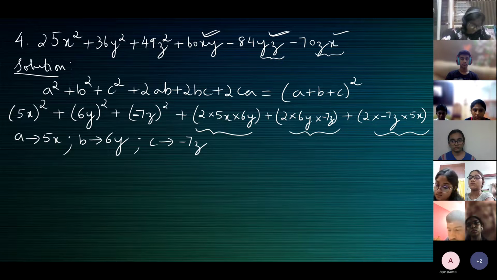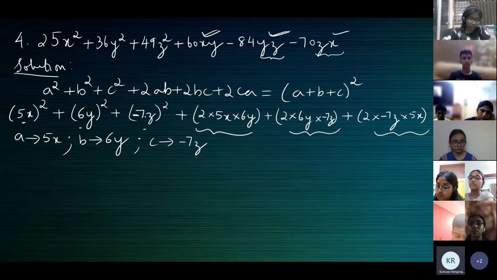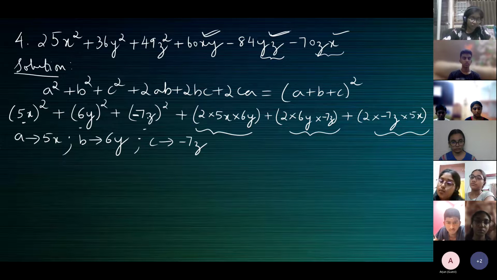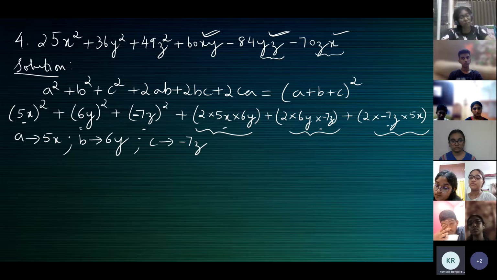We are still in the question, the expression given. See here, this is the first term, 25x square. This one is the second term, 36y square. This is the third term. Minus 7 into minus 7 is plus 49, plus 49z square. So this is the first term of the expression, this is the second term, this is the third term. And this is the fourth term, fifth term, and the sixth term.